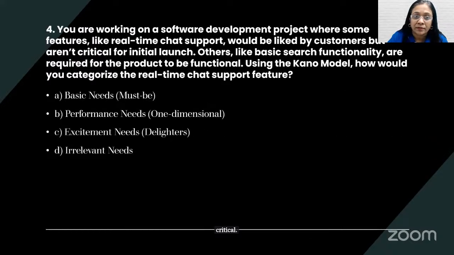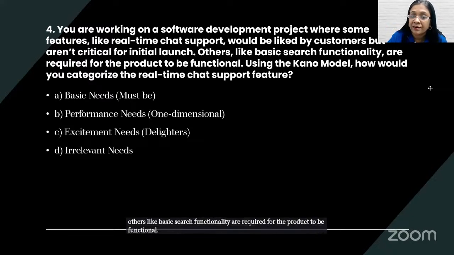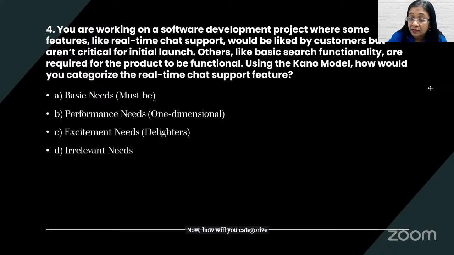Let's look at the fourth one, which talks about our Kano model. You're working on a software development project where some features like real-time chat support would be liked by customers but aren't critical for initial launch. Others, like basic search functionality, are required for the product to be functional. Now, how will you categorize these requirements using Kano model? How will you categorize the real-time chat support?